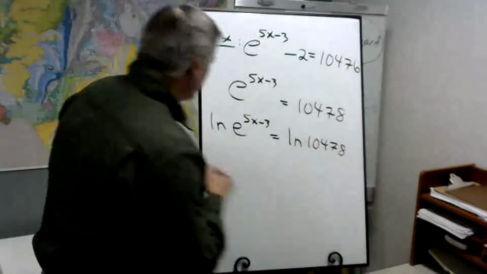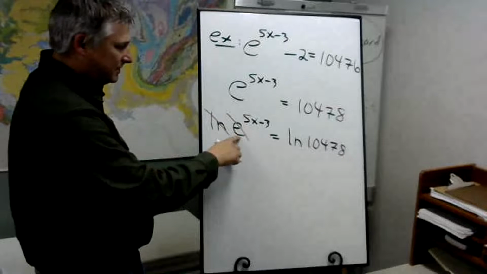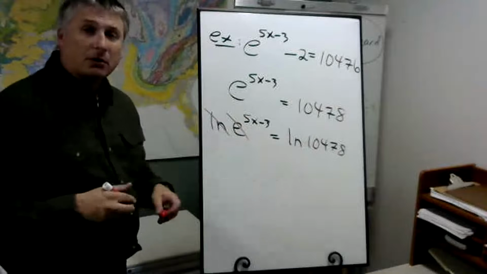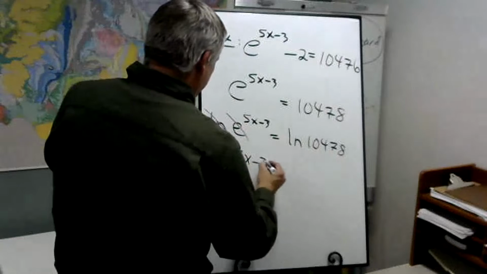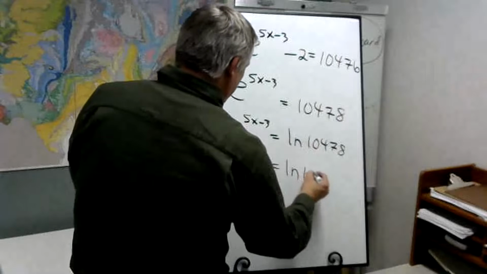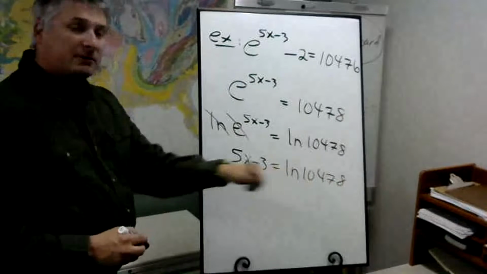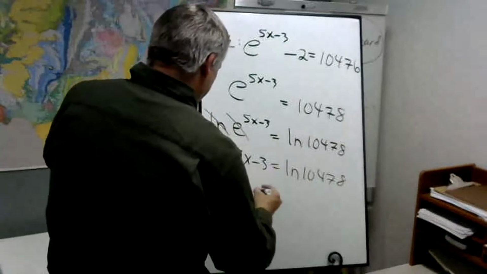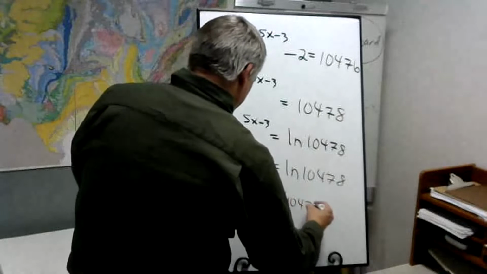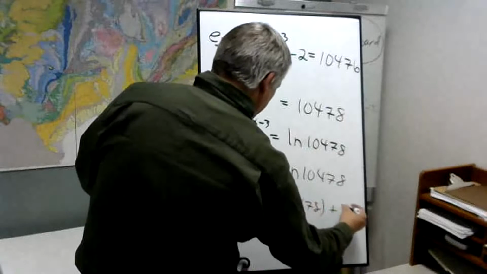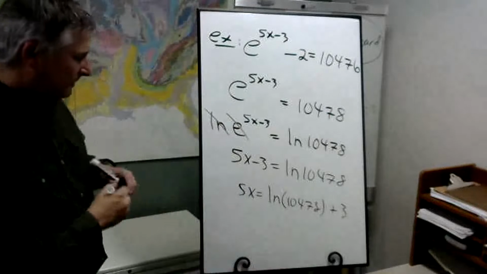And again, that natural log in the base e, this is log base e. That's a base e exponent expression. They're going to go away. We're left with 5x minus 3 equals the natural log of 10,478. Add 3 to both sides. Put this in parentheses. And then finally, divide both sides by 5.